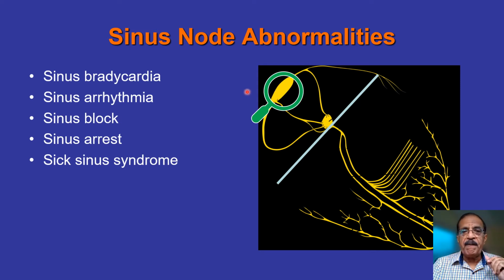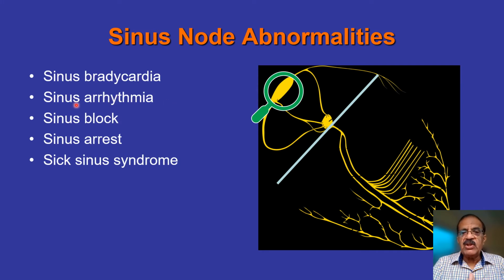And what are the problems which can occur in the SA node? There may be sinus bradycardia, which is often a physiological state but could be a pathological state. By definition, if heart rate is less than 60, that is defined as sinus bradycardia. There could be sinus tachycardia also, but we are actually taking up the bradyarrhythmias first. Then there may be sinus arrhythmia.